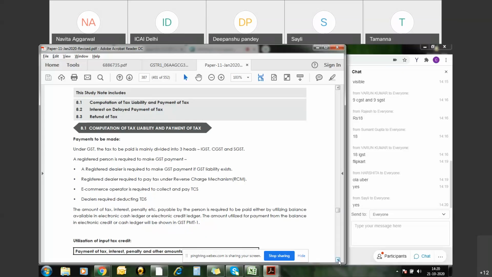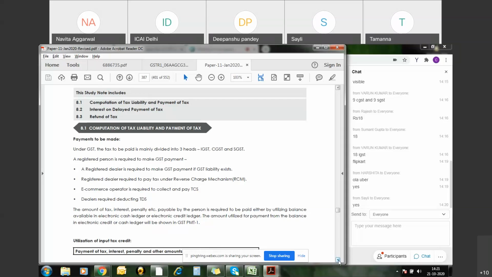payable by the person is required to be paid either by utilizing the balance available in the electronic cash ledger or the electronic credit ledger. Now, what is the understanding of the electronic cash ledger and electronic credit ledger? Hope you must have studied in your earlier notes about them. So, what all liability is there?